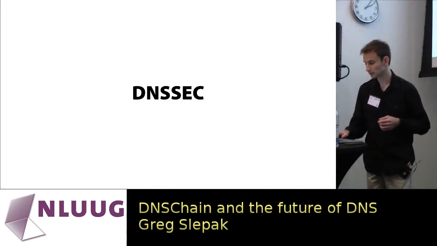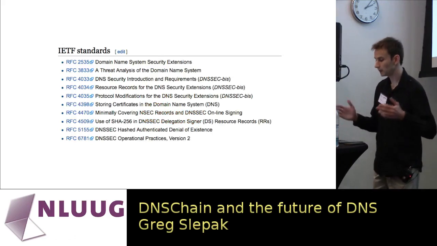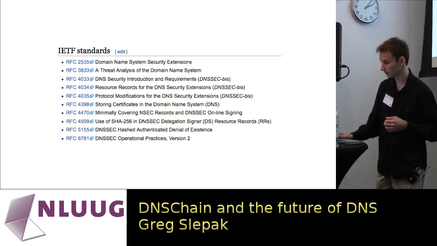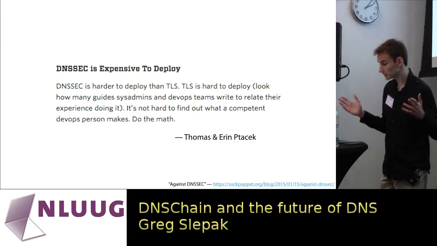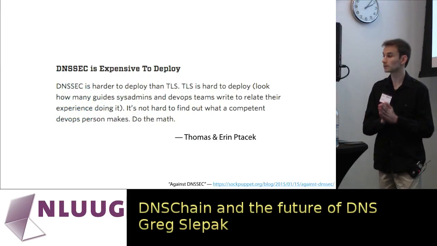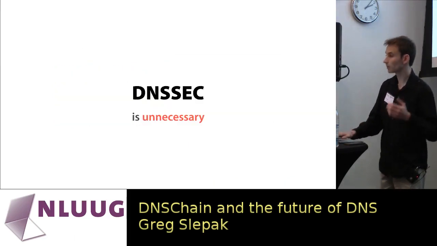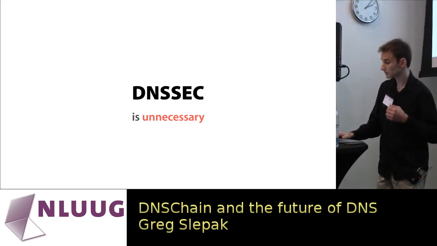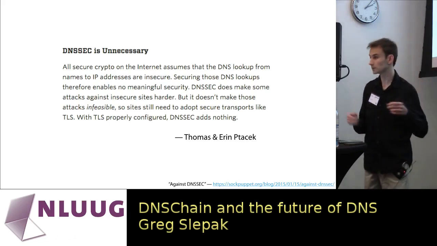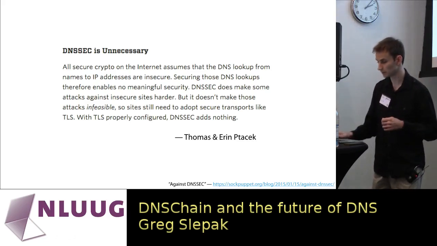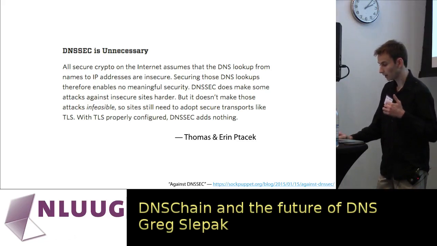Next, moving on to DNSSEC. DNSSEC is complicated. Wikipedia says that there are over 10 RFCs for it. Thomas Ptacek and Erin have this to say, that DNSSEC is expensive to deploy. Furthermore, DNSSEC is unnecessary. Again, from the blog post against DNSSEC, the URL is down here, and these slides are put online, so you'll be able to visit all these links and read them in more detail. We'll go into detail on why it's unnecessary, but basically, TLS handles everything that DNSSEC does.